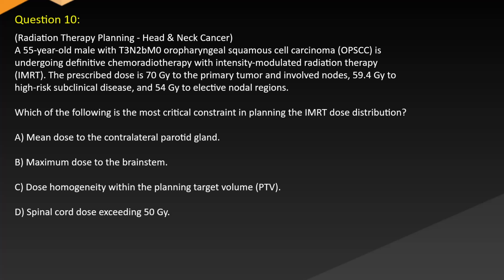Which of the following is the most critical constraint in planning the IMRT dose distribution? A. Mean dose to the contralateral parotid gland. B. Maximum dose to the brainstem. C. Dose homogeneity within the planning target volume (PTV). D. Spinal cord dose exceeding 50 Gy.